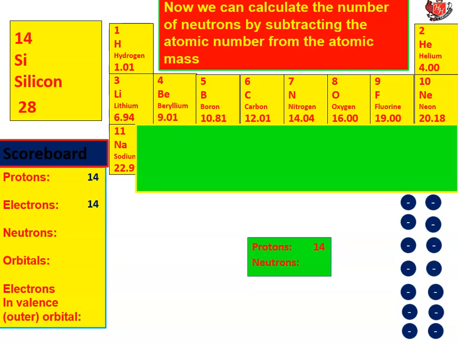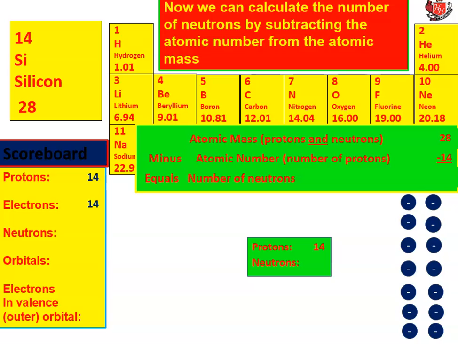Okay, so now we can calculate the number of neutrons by subtracting the atomic number from the atomic mass. The atomic mass is the total number of protons and neutrons, minus the atomic number, which we know is 14, the total number of protons. And when you do that arithmetic, you end up with 14.